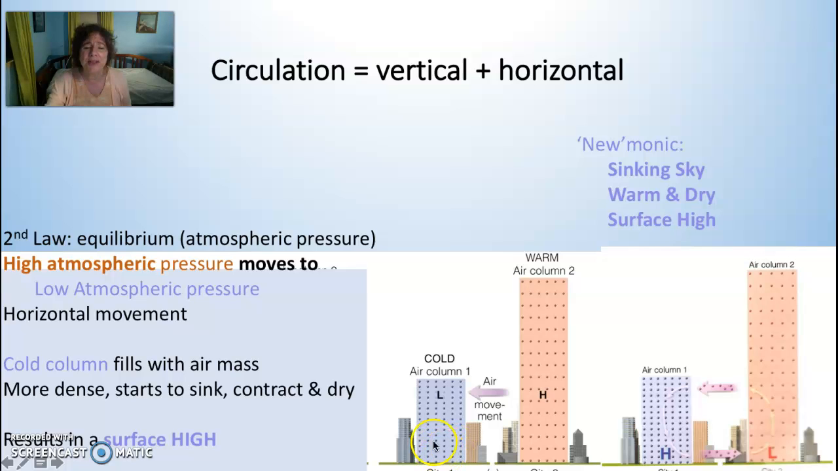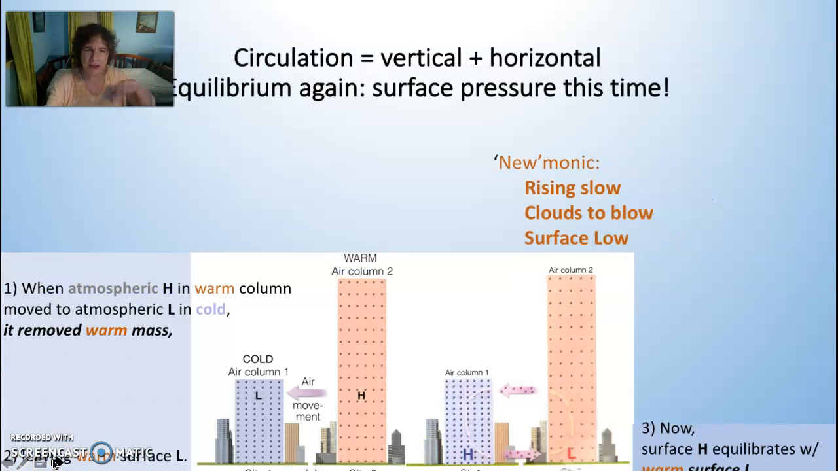Soon you're going to have high pressure at the surface of the cold building. That makes sense, right? You'd have high pressure at the surface of that cold building. And now you can think of a mnemonic that says sinking sky, warm and dry, surface high. Because we know that that air will warm and dry as it sinks down by compressional warming. So the mnemonic is sinking sky, warm and dry, surface high. Let's keep going on that and this circulation.